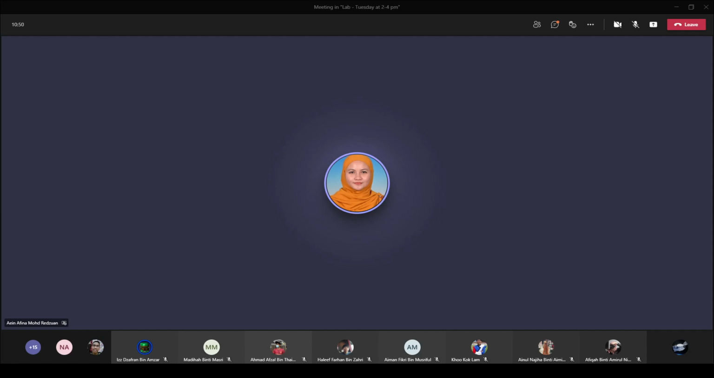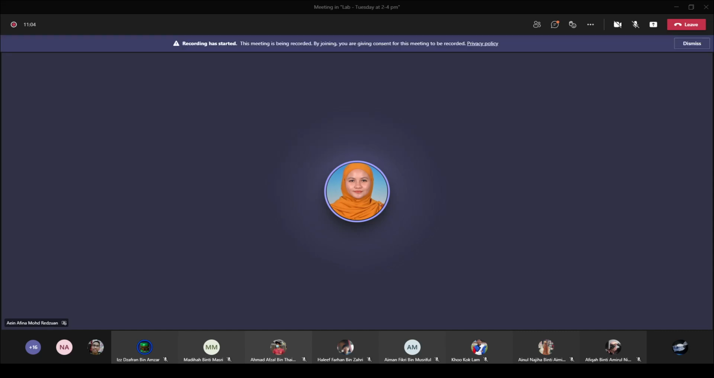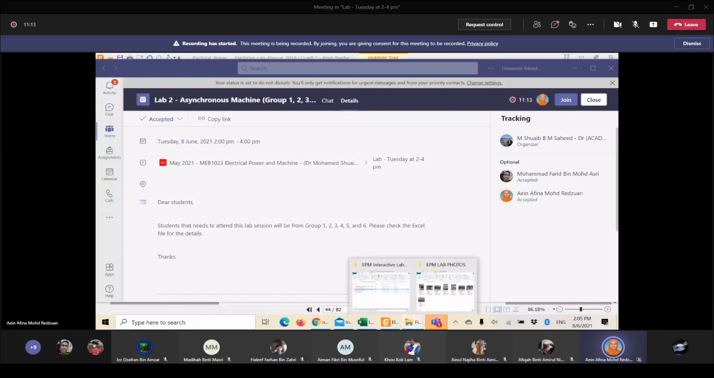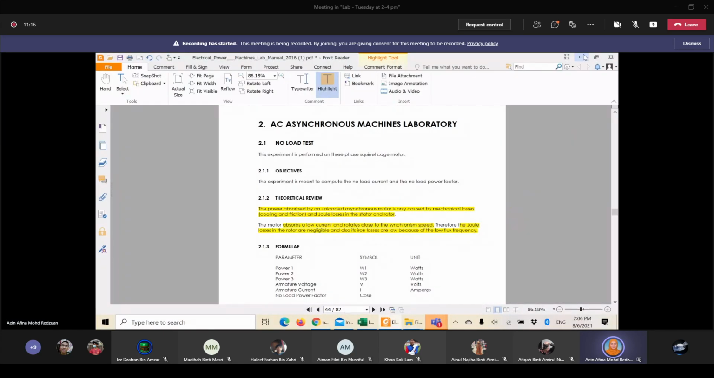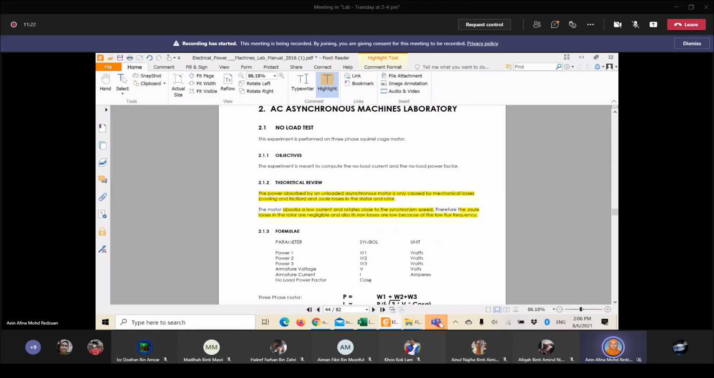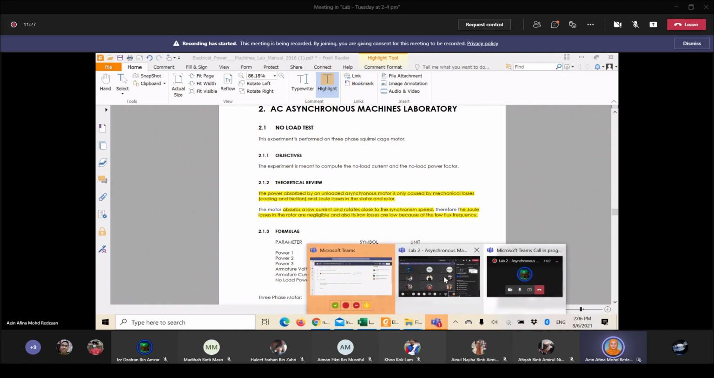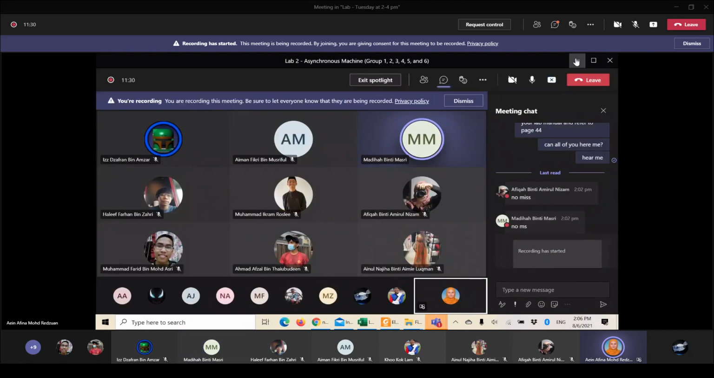So I'm going to start. First of all, let's look at the lab manual briefly. Okay, can you guys see the lab manual? Yes, we can see it. Okay.